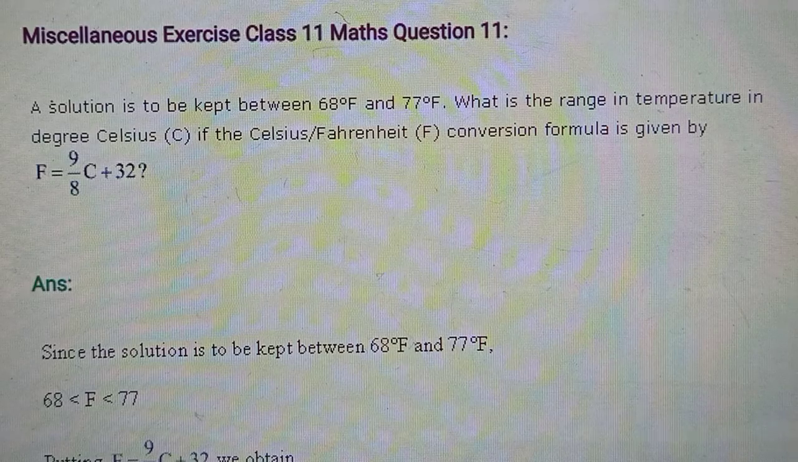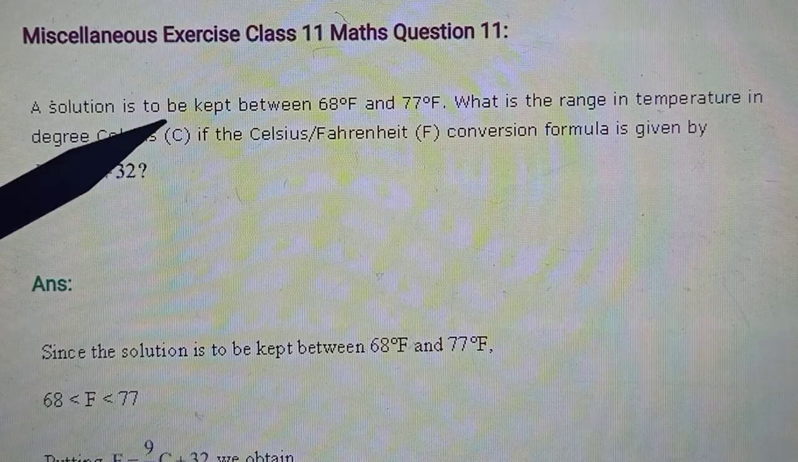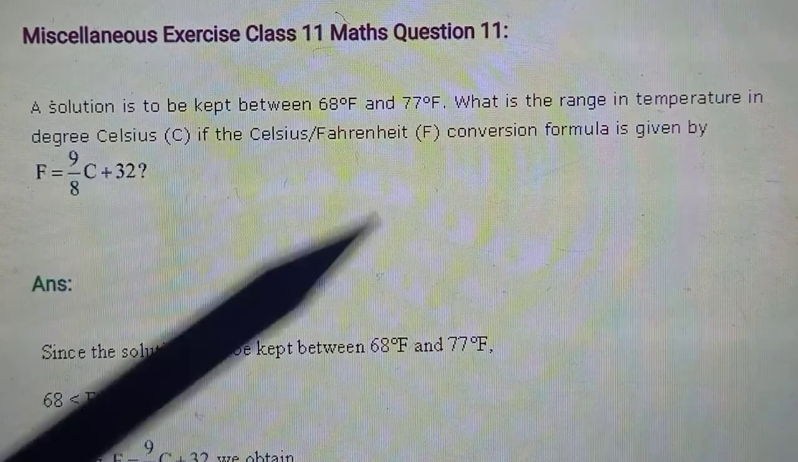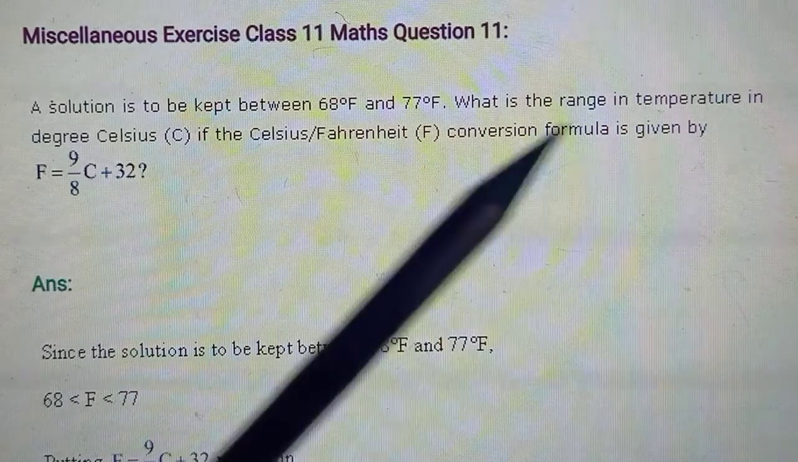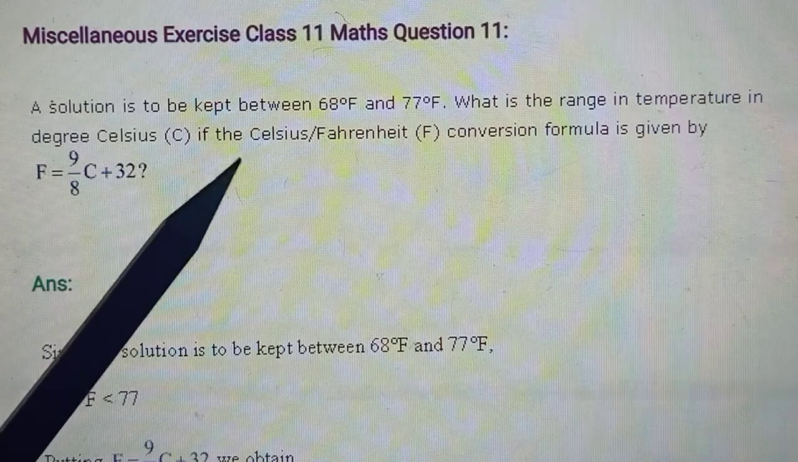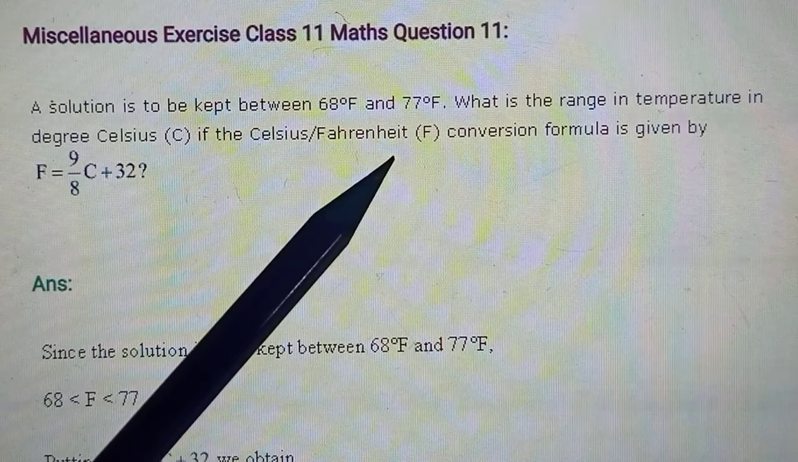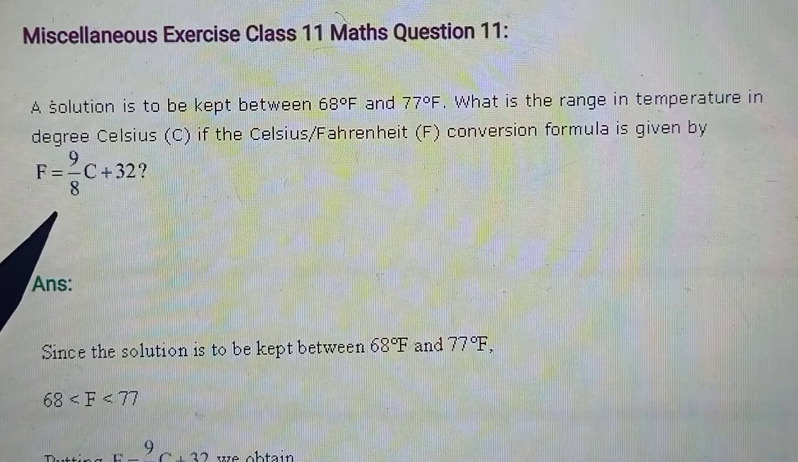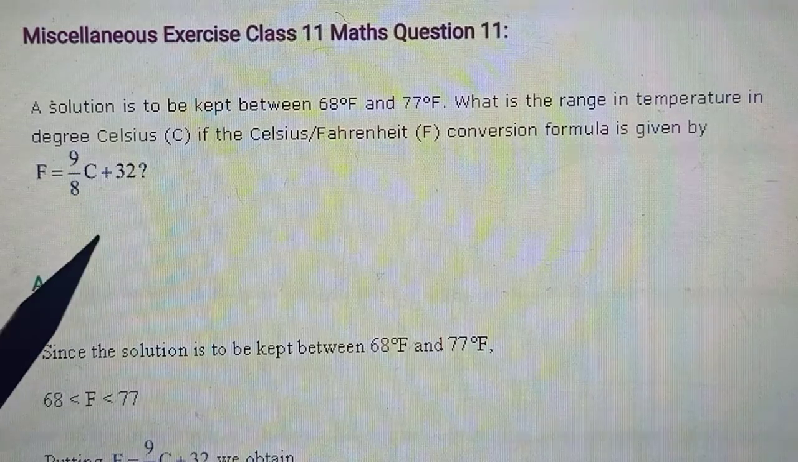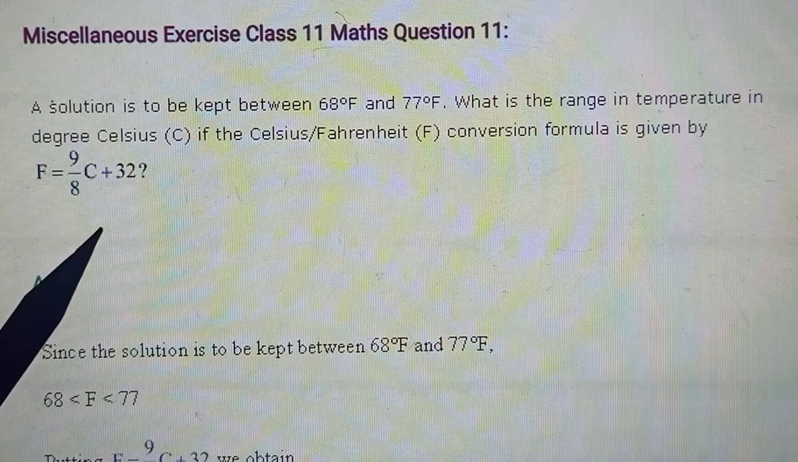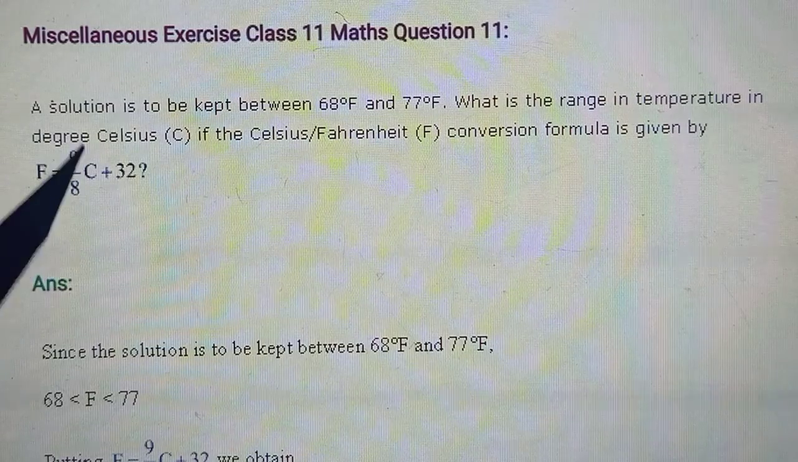All right, class 11. Now, the 11th question from the miscellaneous exercise says that a solution is kept between 58 degrees Fahrenheit and 77 degrees Fahrenheit. What is the range in temperature in degrees Celsius? The Celsius and Fahrenheit conversion formula is given by F is equal to 9 by 5 C plus 32. You must have learned this formula earlier in your physics classes. Here it is given also.